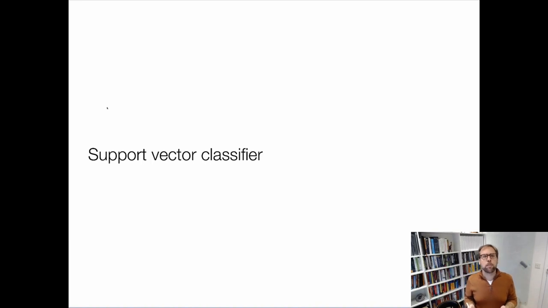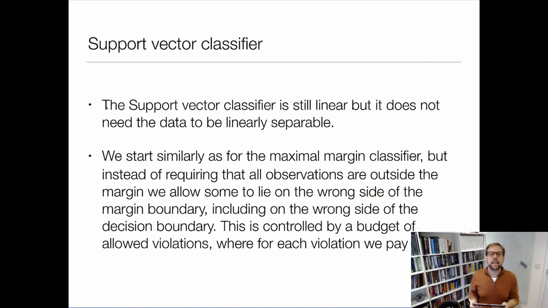Let's now talk about the support vector classifier. The support vector classifier is an extension to the maximum margin classifier, which we talked about before. So it's still a kind of linear classifier, with a linear decision boundary, but I'm able to deal with a case where the data is not linearly separable.